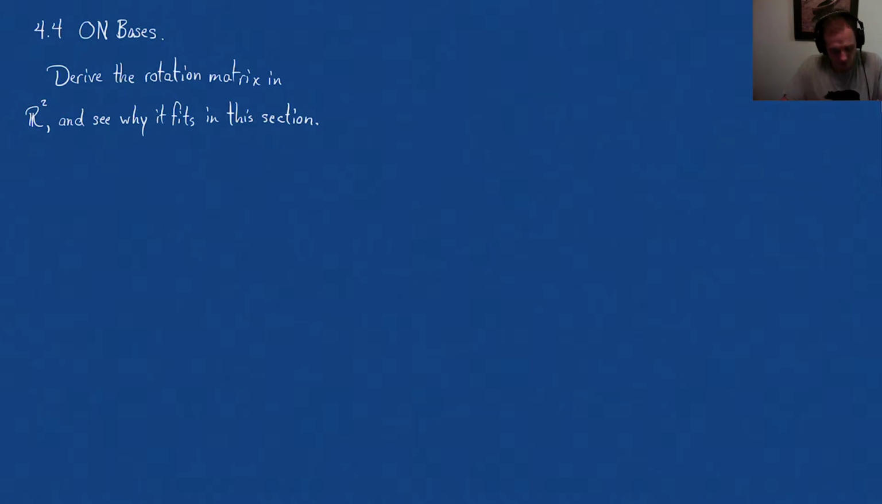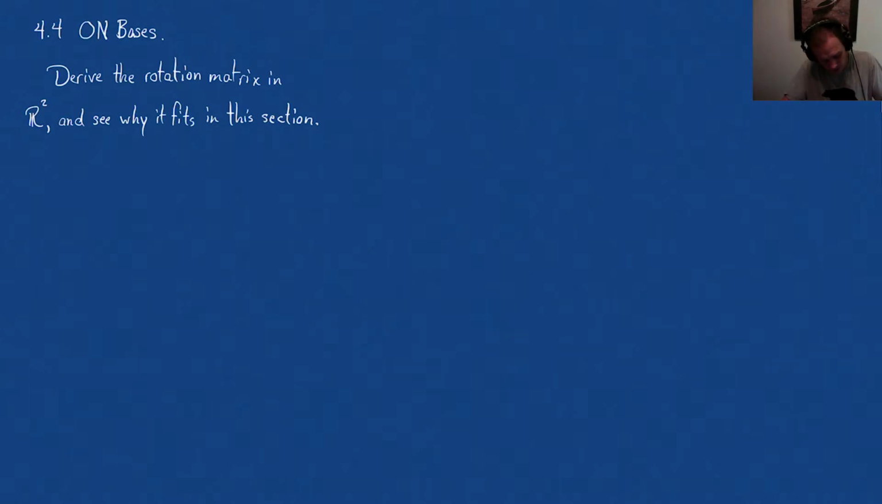the rotation matrix in R2, and see why it fits in this section. Okay, I think this is an interesting problem. So here's what the rotation matrix might do.